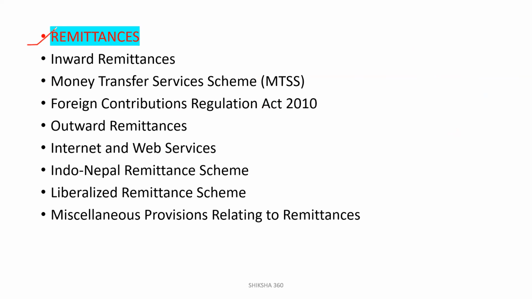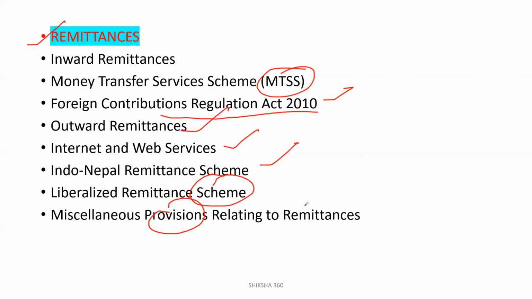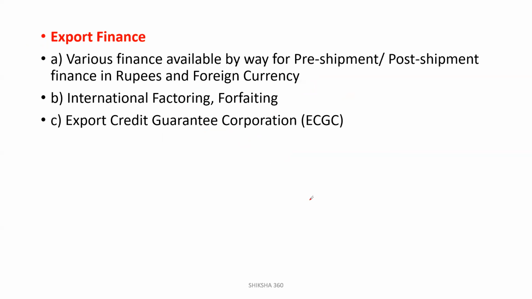Next one, what is remittance? Clear? How you have to transfer funds from one country to another. Inward remittances, like wire transfer and money order, all these different things. Second one, that is Money Transfer Services Scheme. Third one, that is Foreign Contribution Regulation Act 2010. Outward remittances, internet and web services, Indo-Nepal remittance services, Liberalized Remittance Scheme, miscellaneous provisions relating to the remittances. Clear? All this we have to cover under remittances. And definitely you will get questions in the examination from these parts.